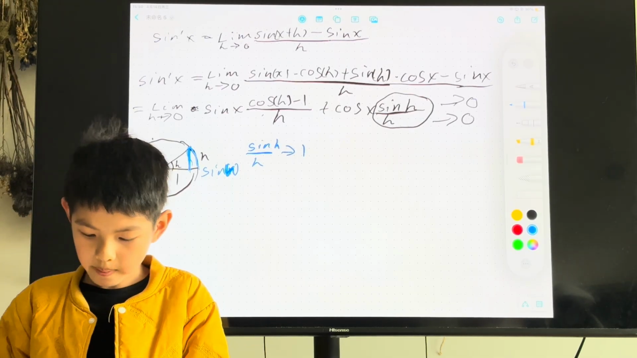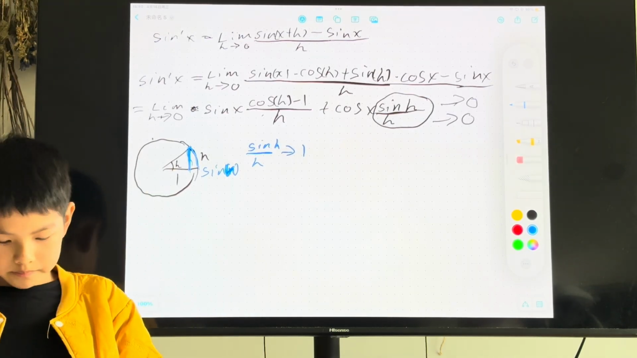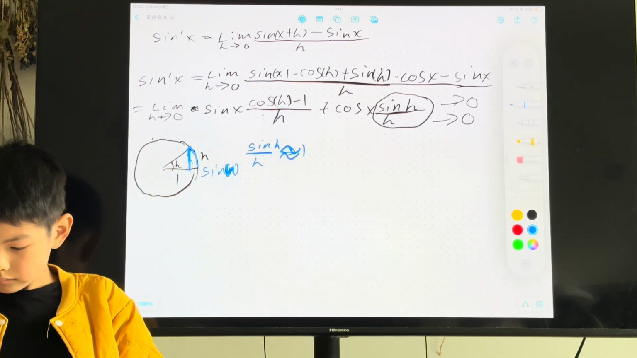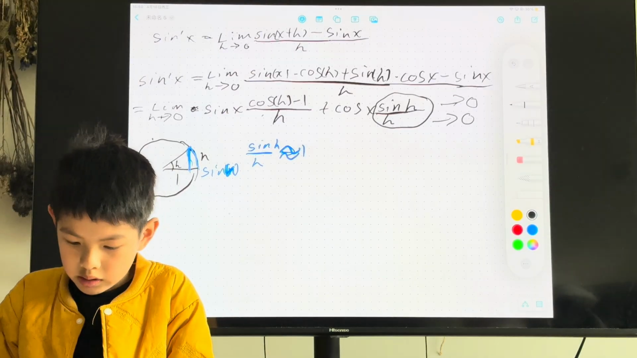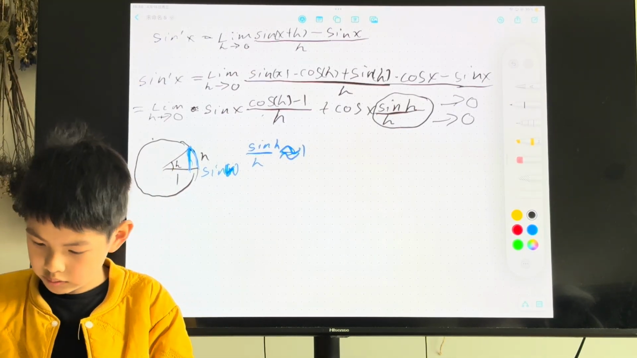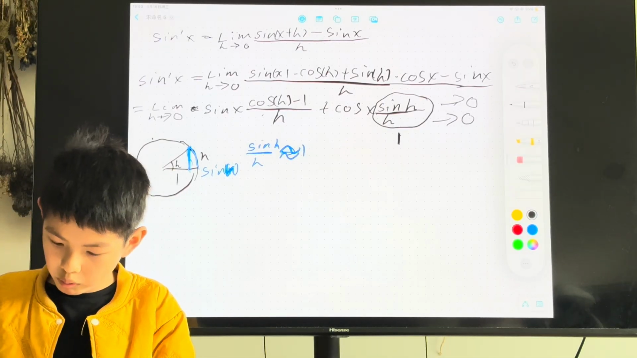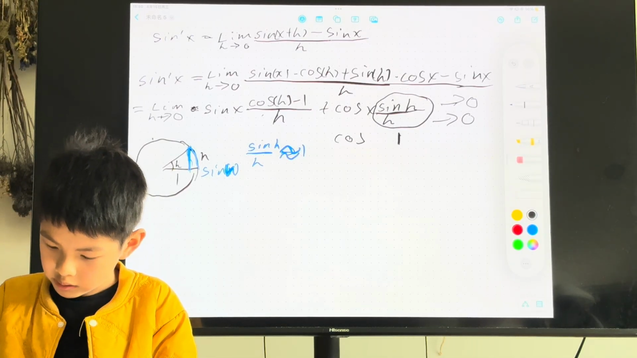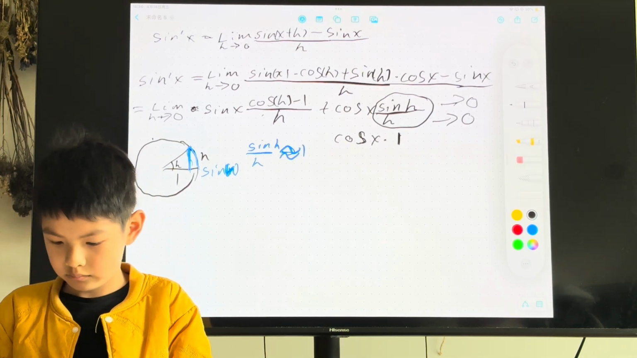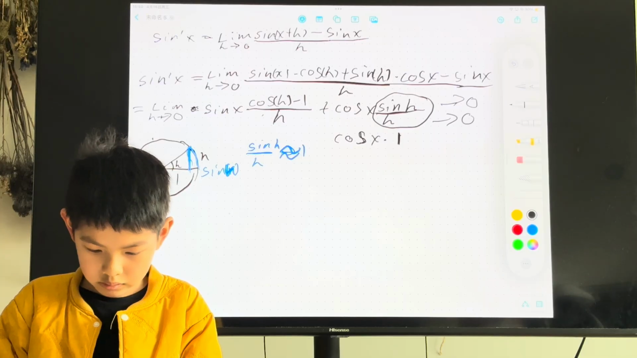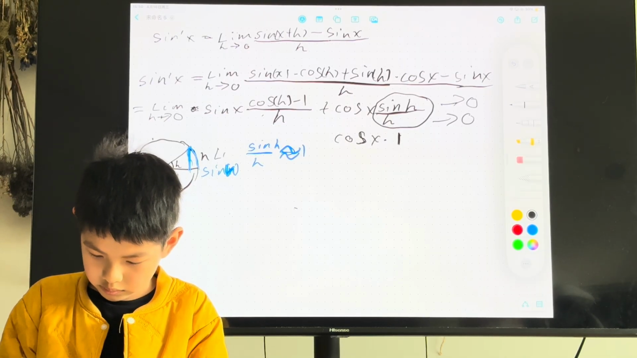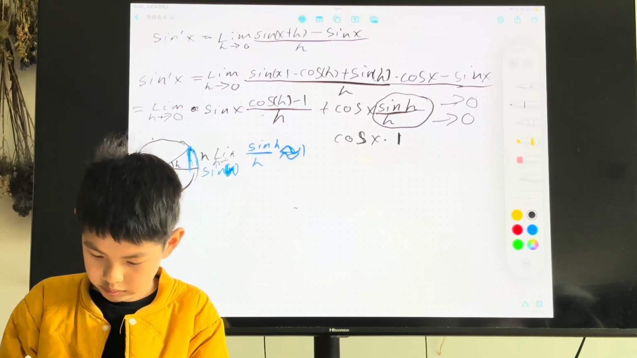Now we can use the graph to calculate the limit. This is the 1 and this is cosine of x. Cosine of x times 1. You forgot something. You forgot the limit.